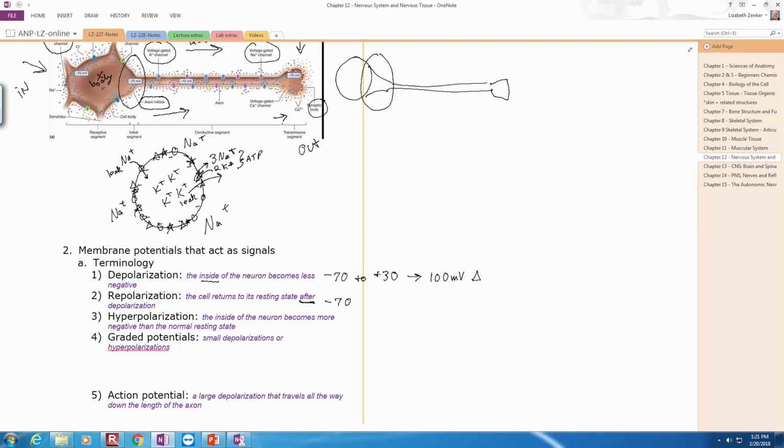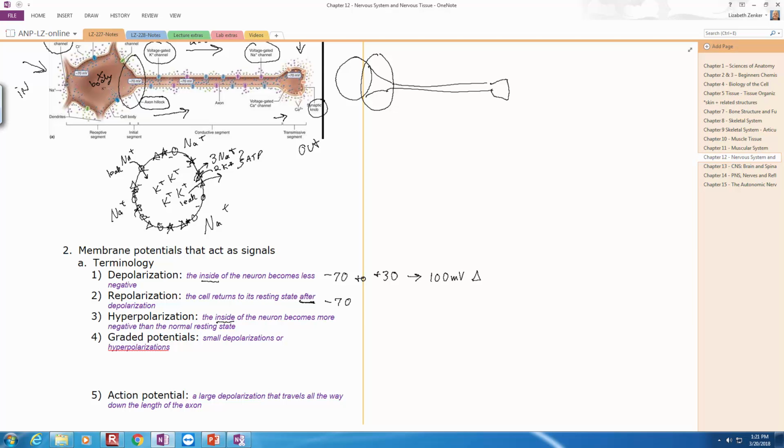hyperpolarization. So hyper means more than. So we're hyperpolarizing. It means the inside of the neuron becomes more negative than the normal resting state. So what would be more negative than -70? Might be -72, -75, -100. We won't go that far, but anything more than -70 means it's gone more. So resting membrane was -70. Now it'll go a little bit more than -70.